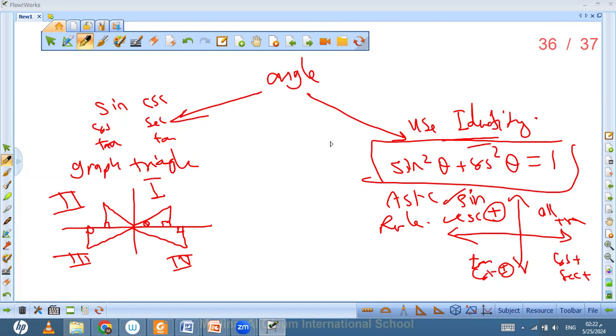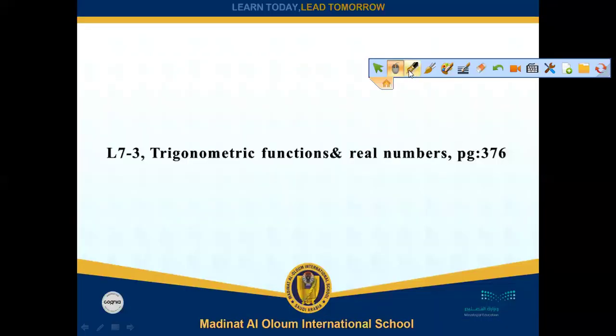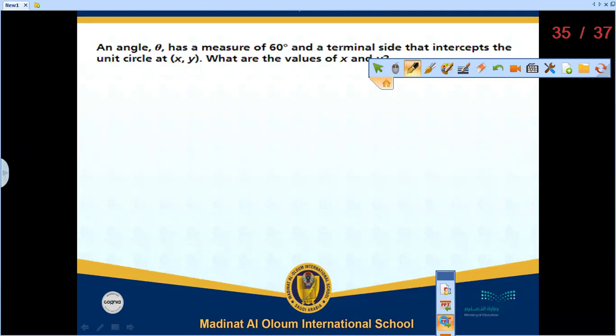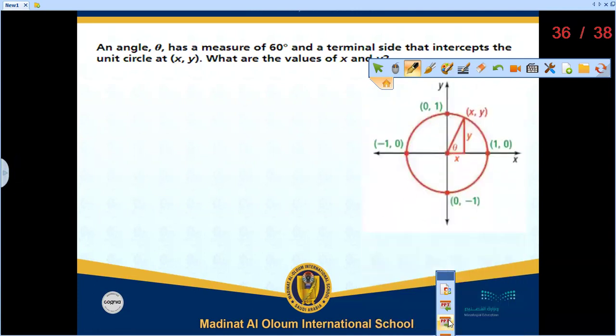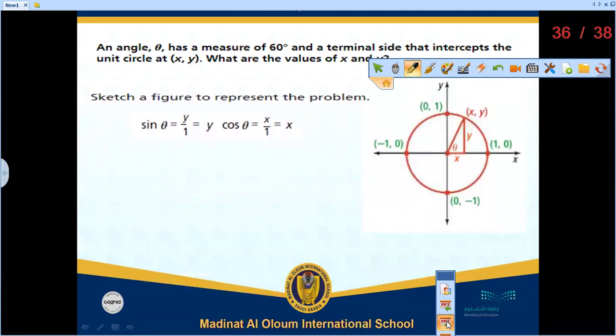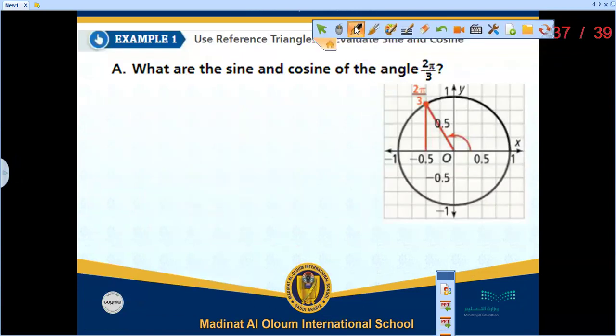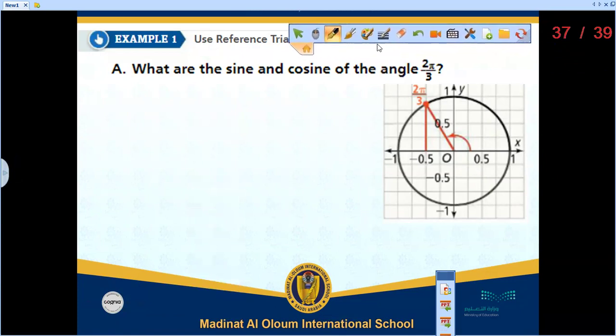Let us see, guys, how we can do this one in this method. Without using a calculator, how can we solve this one? He asked for cosine 2 pi over 3. Cosine 2 pi over 3.